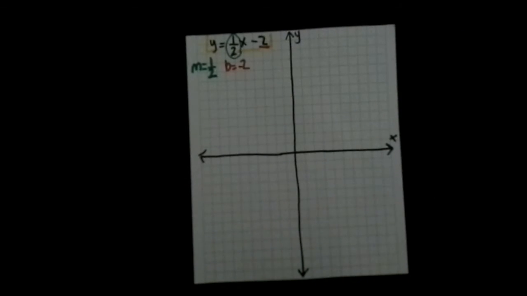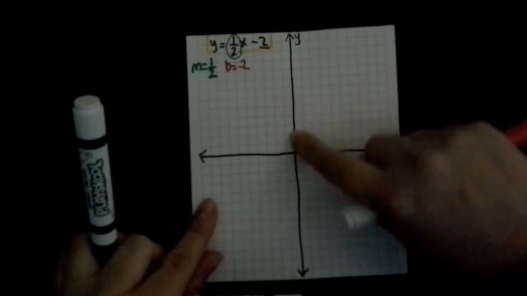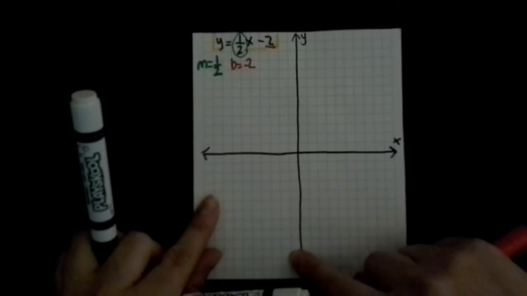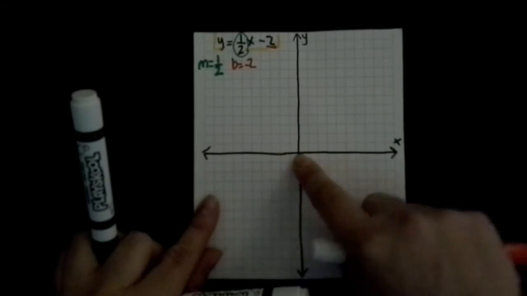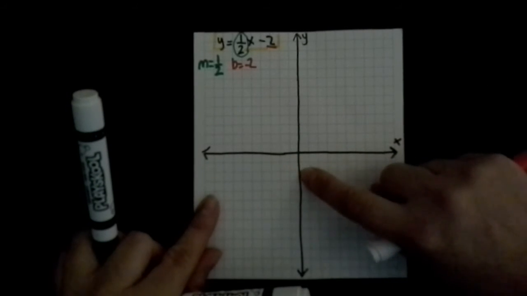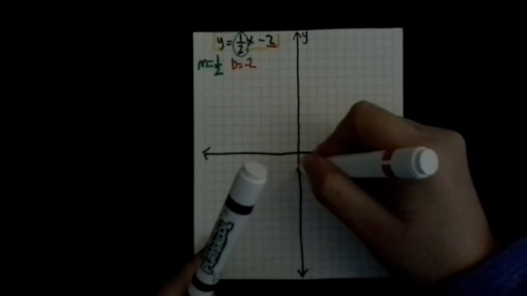Okay. The first thing I'm going to do is graph the y-intercept on the y-axis. So I'm going to find where negative 2 would be on the y-axis. If I look at this, this is my origin, 0. So negative 2 would be right here, and I draw my point.